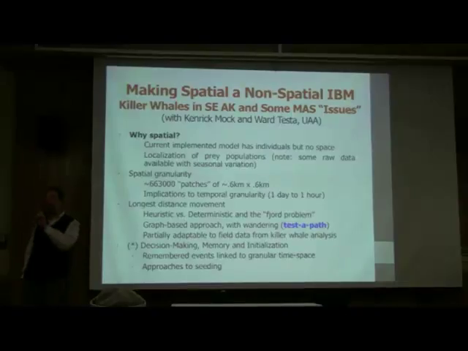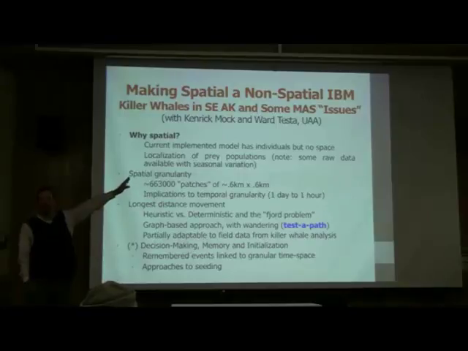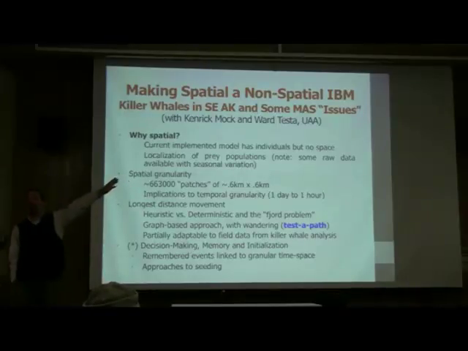And a lot of that, actually, I was able to inherit from Kenrick's model. The non-spatial model already fortunately dealt with a lot of those important issues. So the whale physiology, how much they eat, how much energy they get from each kill, I didn't have to start from scratch on. All the spatial issues are what I've really had to wrestle with.